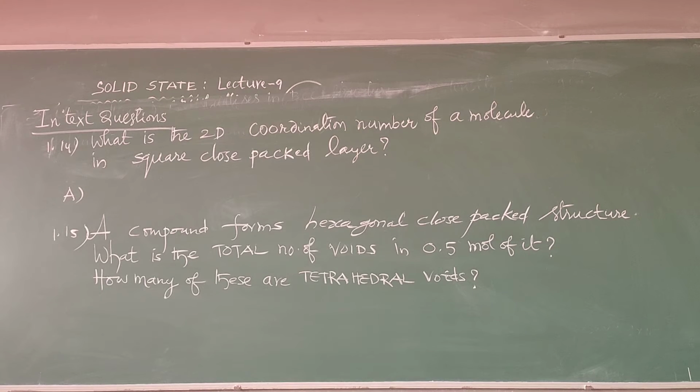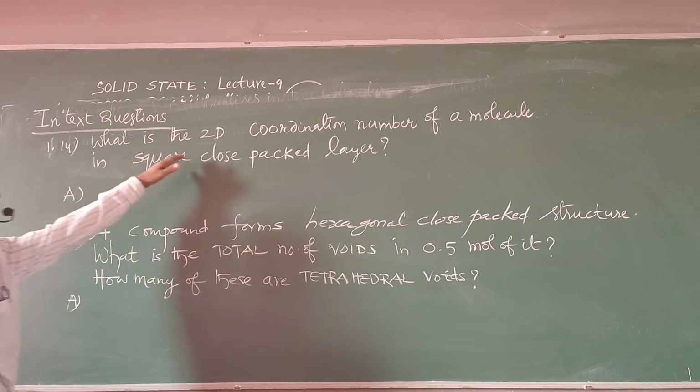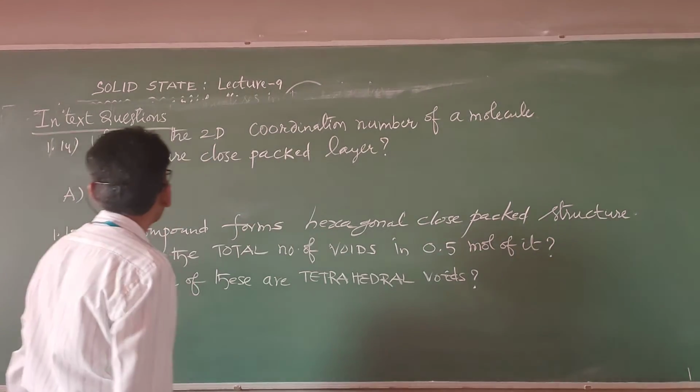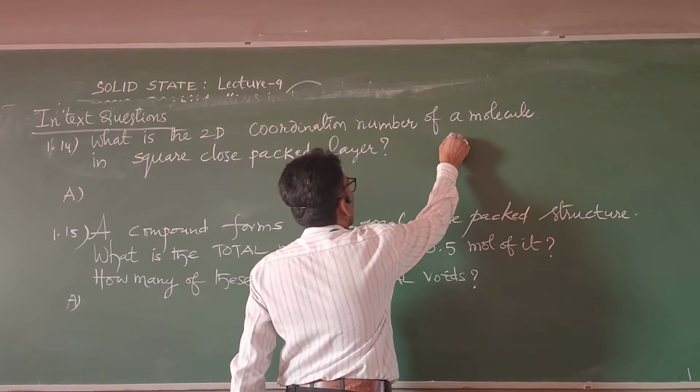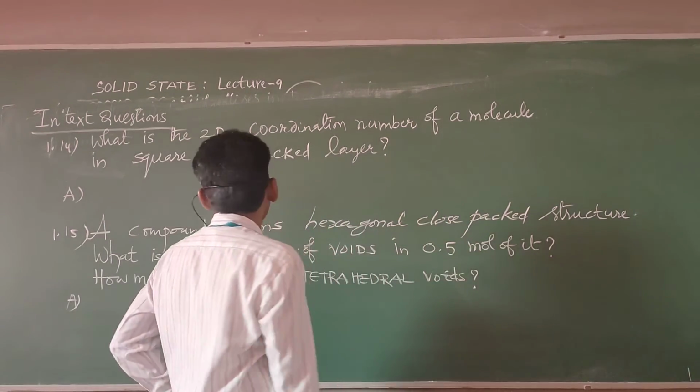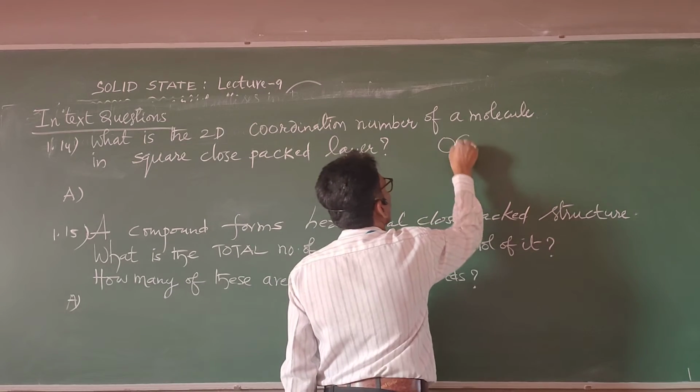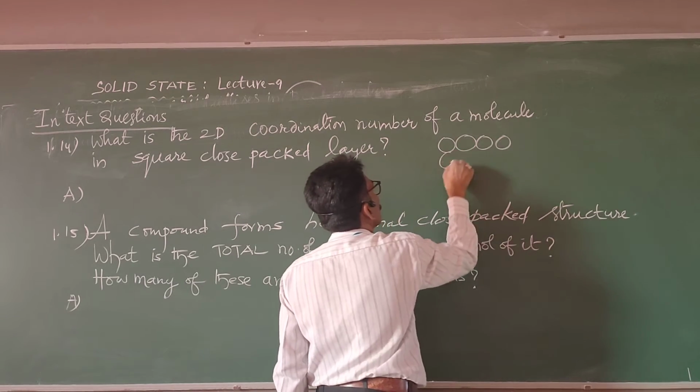Observe, my dear students, some of the index questions we are going to answer here. We are going to discuss and take the answer. What is the two-dimensional coordination number of a molecule in square close packing? As square close packing is two-dimensional square, like this, dear students.